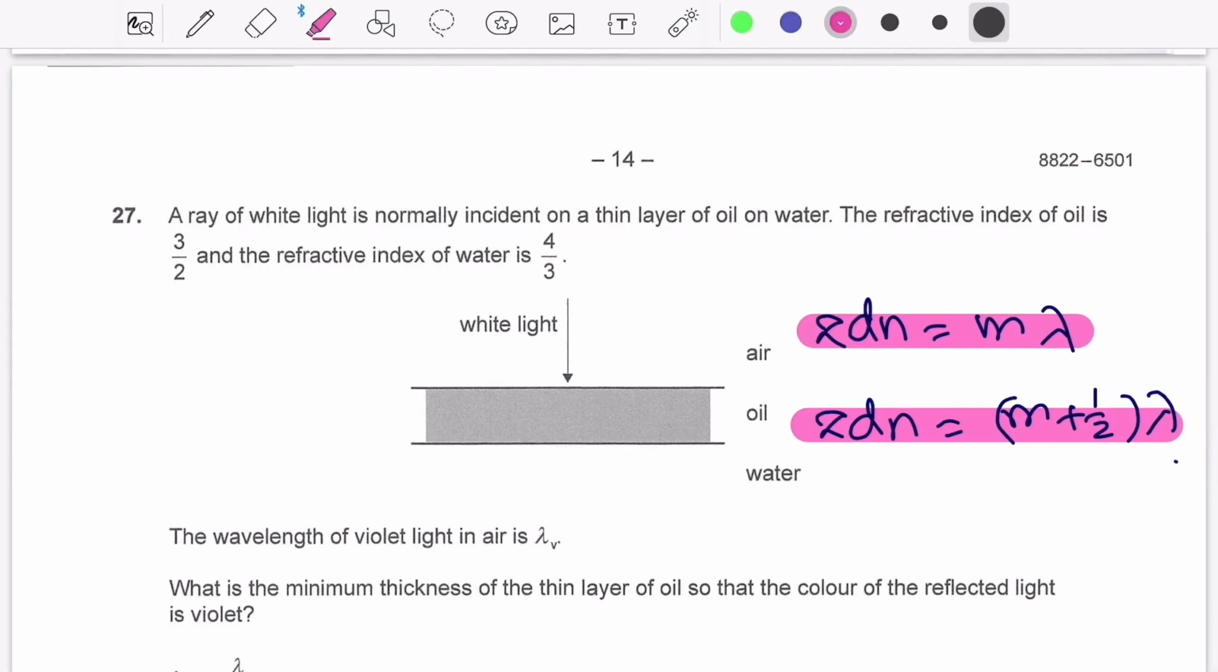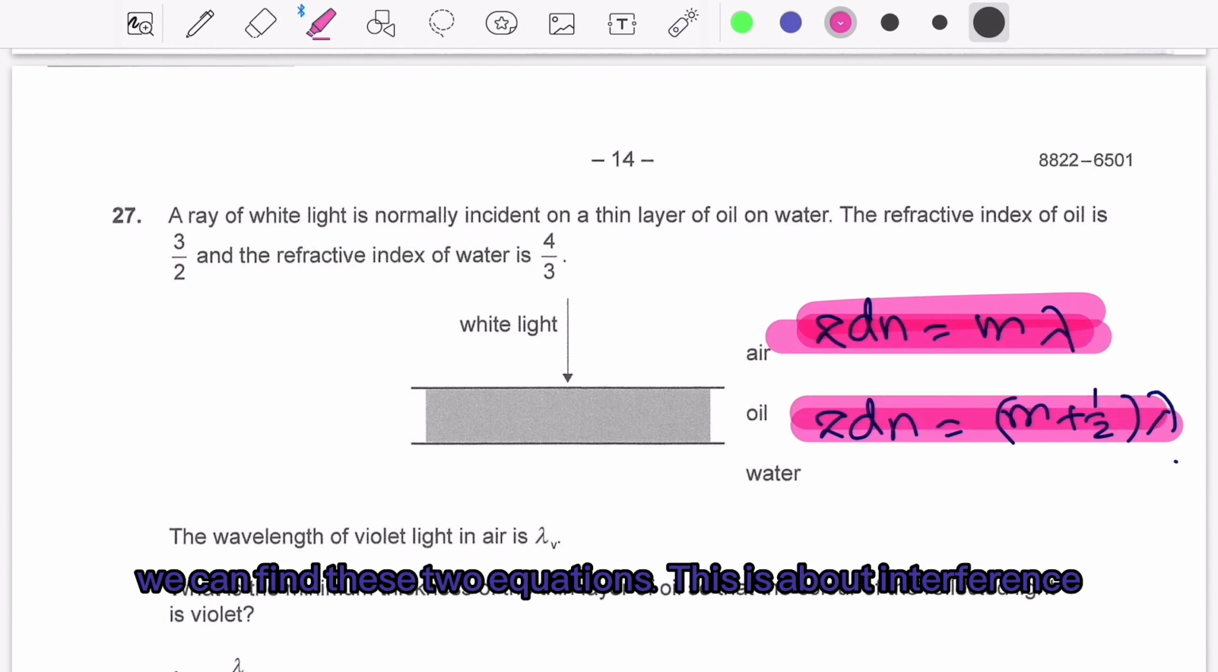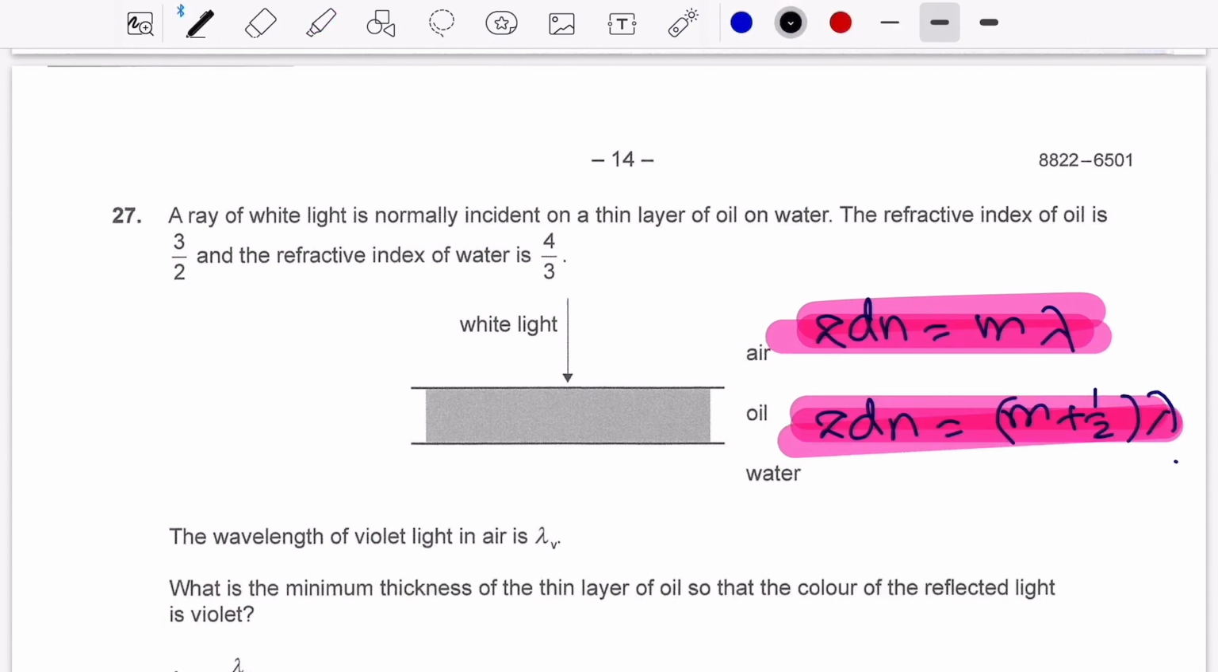From the data booklet we can find these two equations. This is about interference, topic number 9.